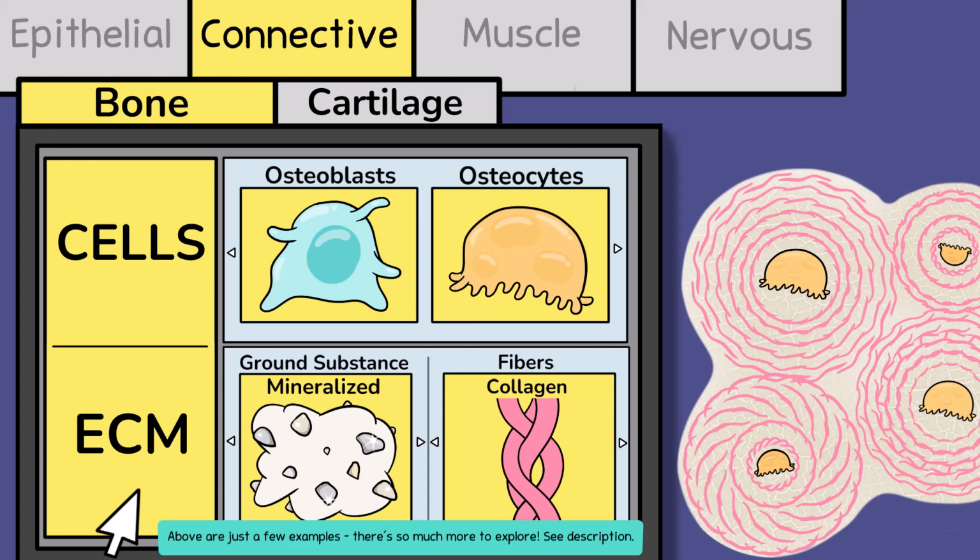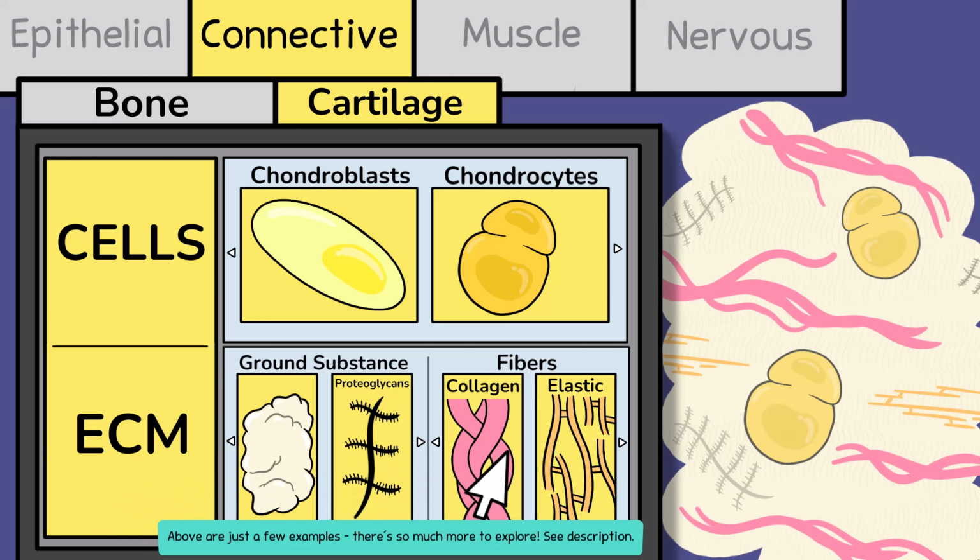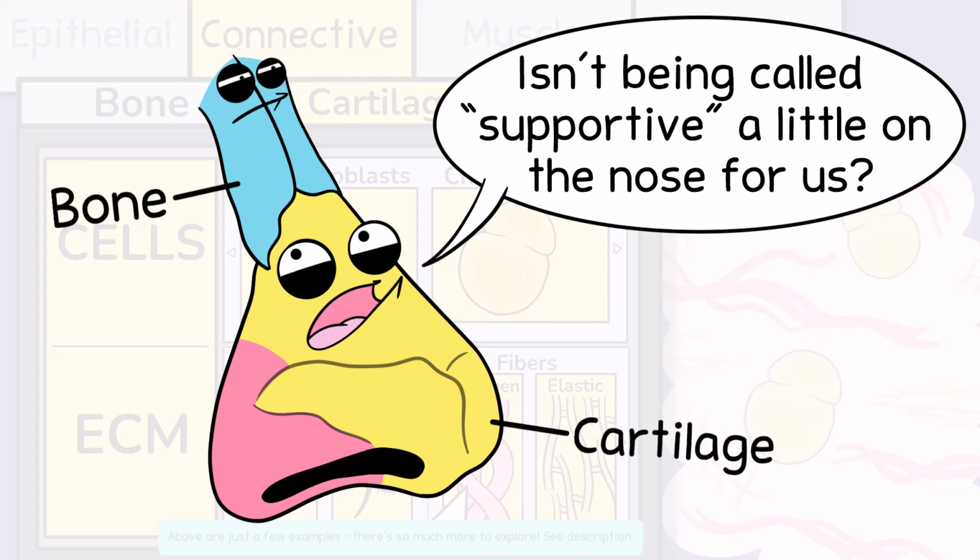Cartilage has cells like chondroblasts and chondrocytes. Looking at the ECM, its ground substance is a gel-like matrix with a major emphasis on the proteoglycans. And examples of fibers in the ECM are collagen fibers and sometimes elastic fibers, depending on the area, which can offer elasticity. Generally, cartilage offers support, and with the help of its ground substance, it can also provide cushioning.